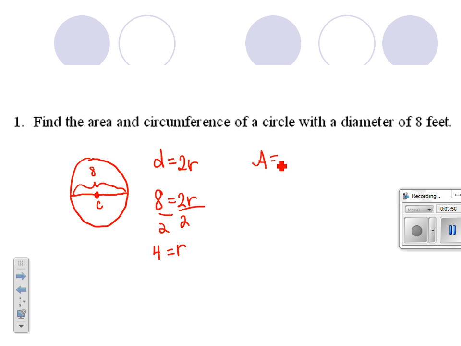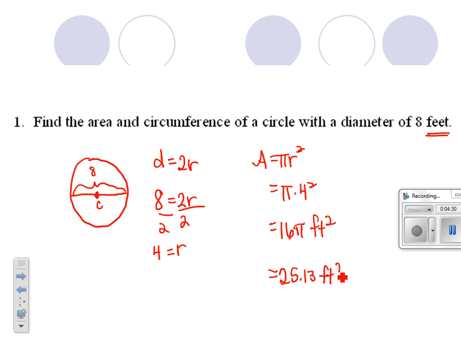So area is pi r squared. Okay, pi times 4 squared, that would be 16 pi, and this is in terms of feet, so it would be feet squared. So if I wanted the answer in terms of pi, you do not multiply 16 times pi. If I want the answer estimated, then I can go ahead and type in 16 times pi in your calculator. You can find the pi button if you have a scientific calculator, and you would get 25.13 feet squared.